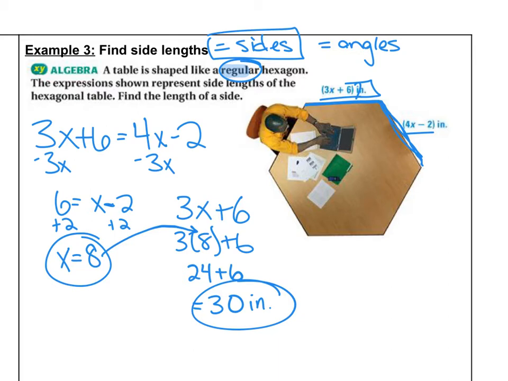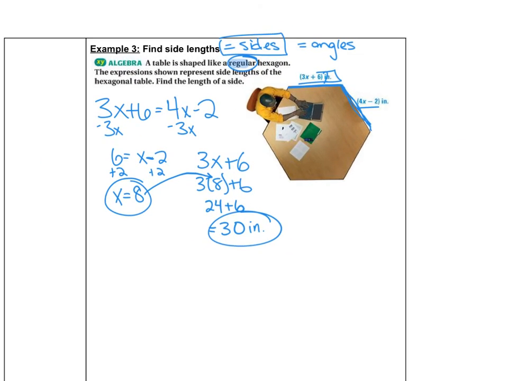Okay? So that's an introduction to classifying polygons. Remember, we classify them by the number of sides that they have. We also classify them by being convex or concave. Regular meaning equiangular, equilateral, and that's about it.